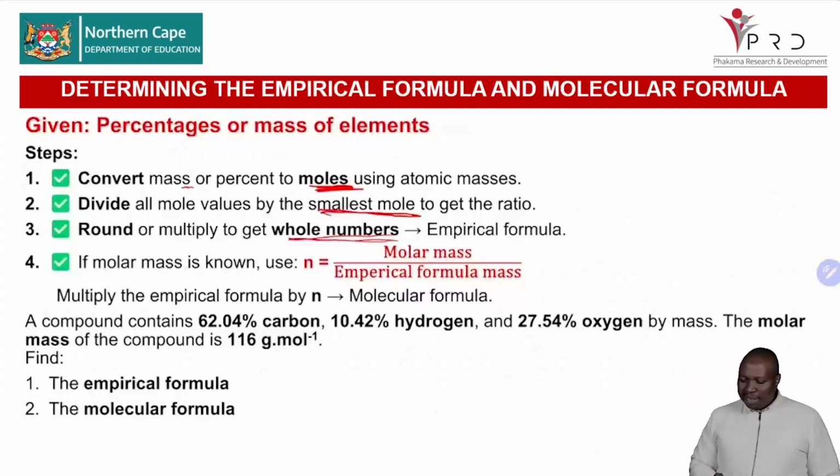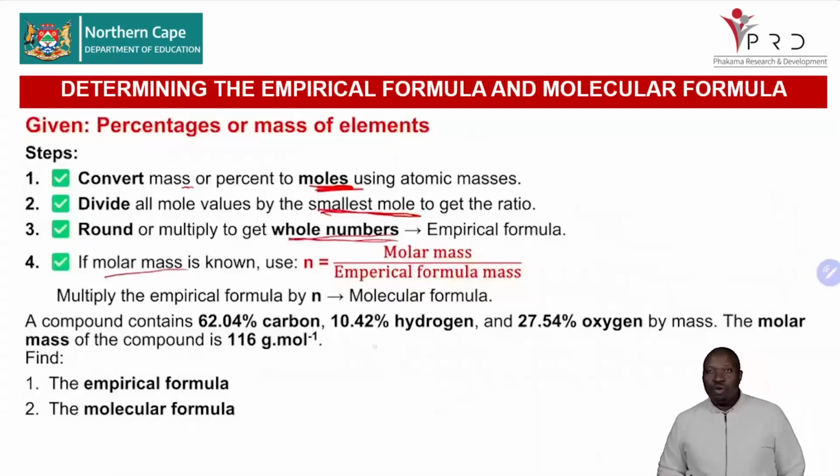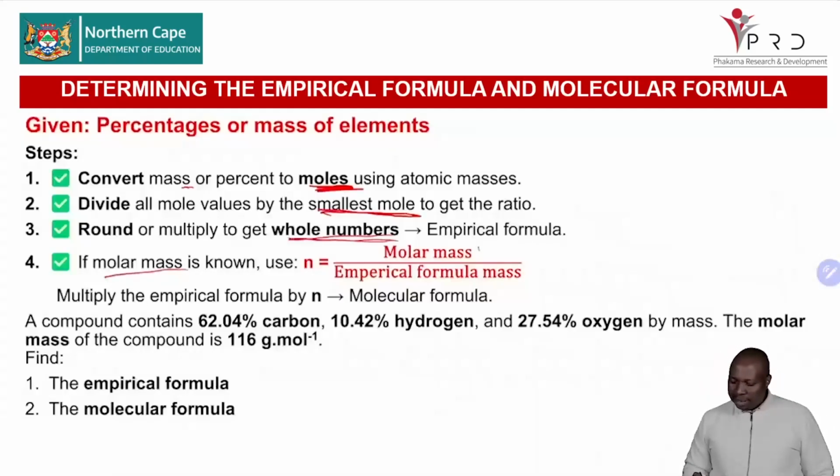And then if molar mass is given, you are able to determine the molecular formula. How do you do that? You will take the molar mass and divide it by the mass of the empirical formula that you got.